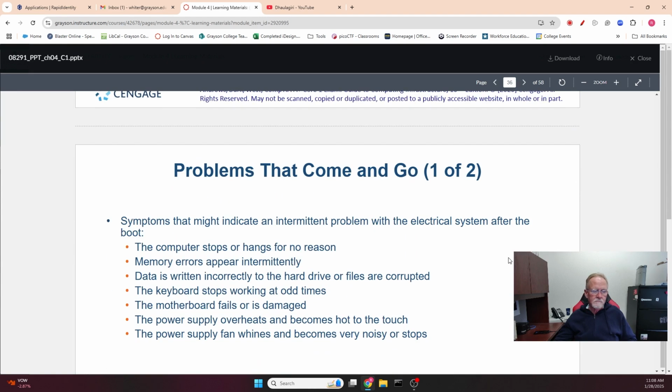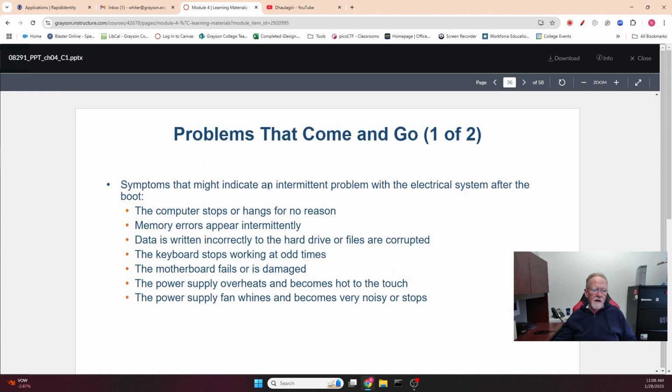Intermittent problems that come and go are your worst nightmare, because they're going to come while the customer's there, and then they're going to go while you're there, and they're not going to do anything. And then when you leave, 5 minutes later, the customer's going to call you back and say, it's happening again. So intermittent problems are your nightmare.